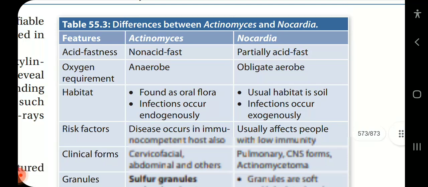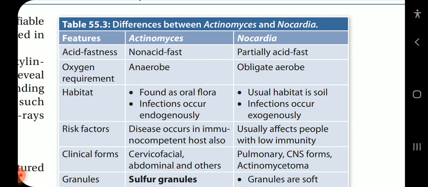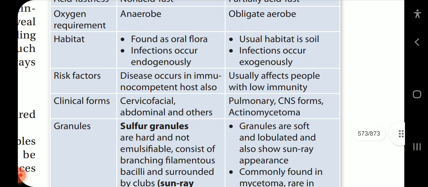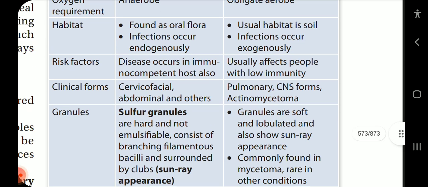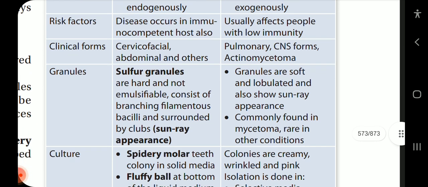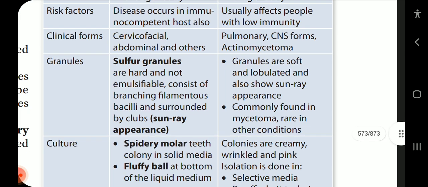Now, in this table, we can see the differences between actinomyces and nocardia. Acid fastness: actinomyces are non-acid fast and nocardia are partially acid fast. Oxygen requirement: actinomyces are anaerobes while nocardia are obligate aerobes. Habitat: actinomyces are found as oral flora and infections occur endogenously, while the usual habitat of nocardia is soil and infections occur exogenously. Risk factors: actinomyces disease occurs in immunocompetent hosts also, while nocardia usually affects people with low immunity.